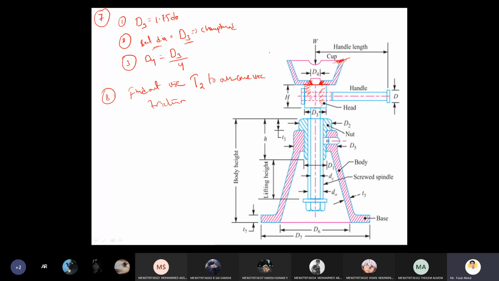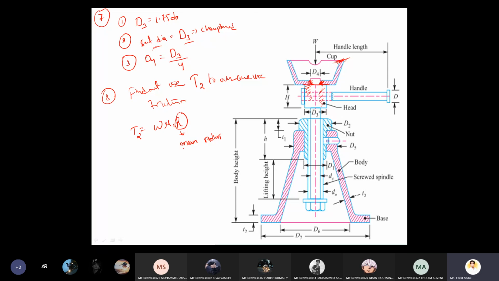Friction we can overcome here. So overcoming the friction, T2. T2 is what? What is the equation? T2 equals mu into W into mu1 into R, right? See, this is the equation: W into mu1 into R, where R is the mean radius.